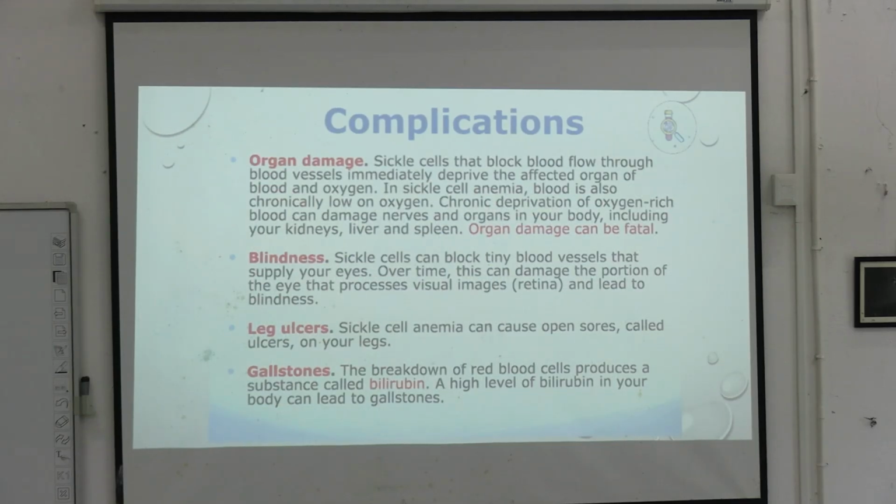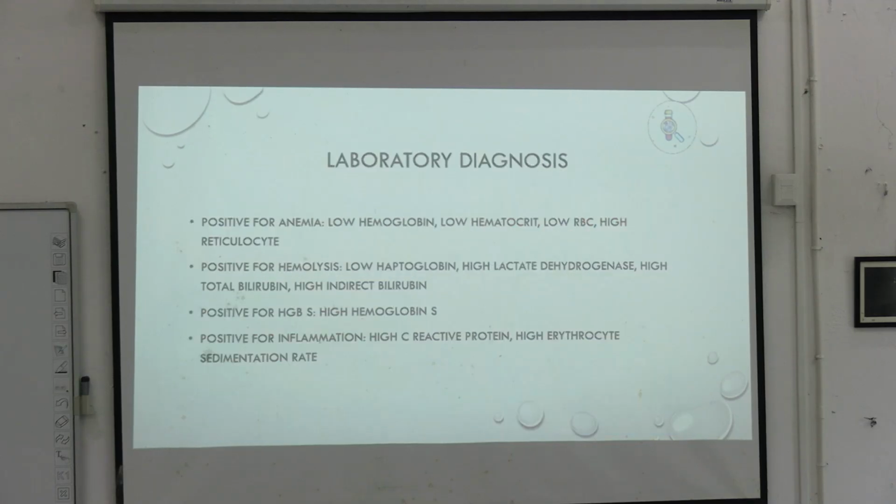Then comes organ damage. As I told you, patients can have organ damage because of inadequate blood supply. Then blindness, as I told you, they can have vision problems if the small vessels around the retina get clogged. Then they can have leg ulcers due to less oxygen supply, and because of the hemolysis, they might develop bilirubin stones in the gallbladder. So these complications, you can just remember what all can happen.